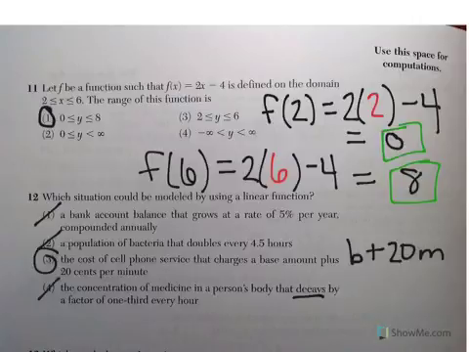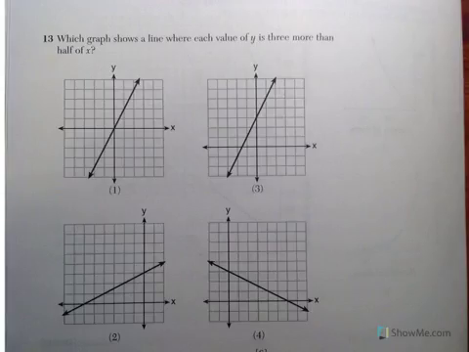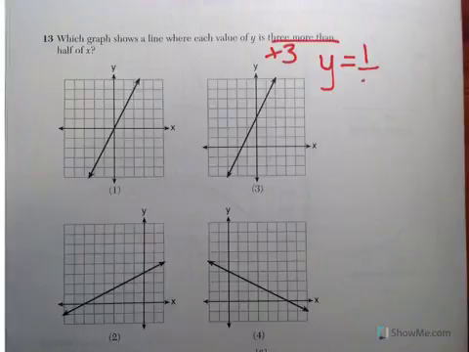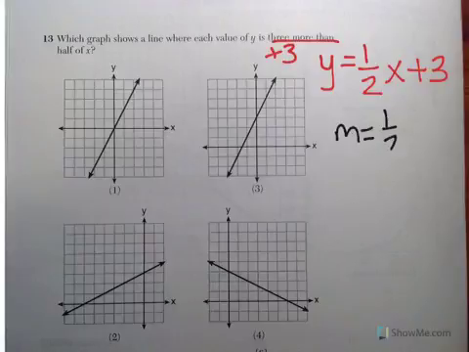Your answer is 3. Number 13, which graph shows a line where each value of y is 3 more than half of x? Well, we'll start with y equals 3 more than half of x. Well, the 3 more than, we're adding 3, and half of x would be 1/2 x, and then 3 more than, plus 3. Here's my equation. Now I have to figure out which graph it belongs to. Well, in this equation, my slope would be 1/2, and my y-intercept is 3.